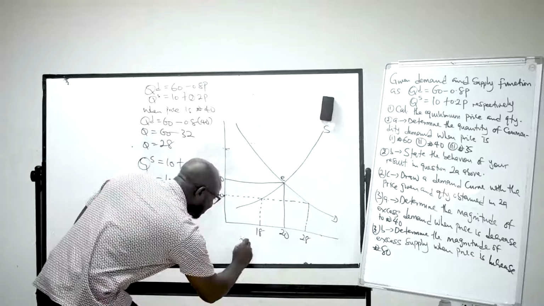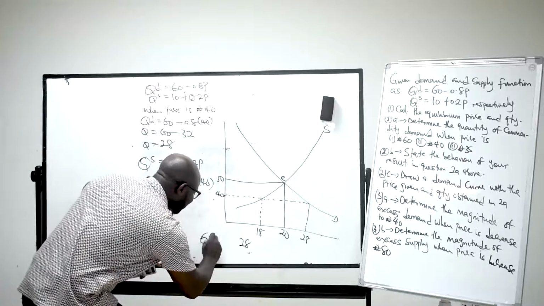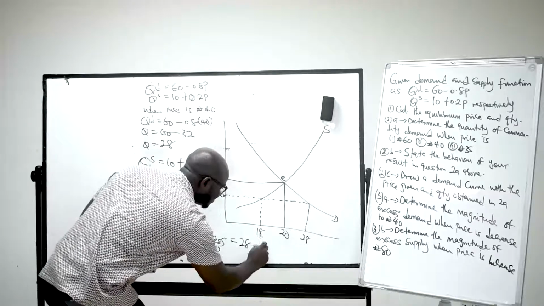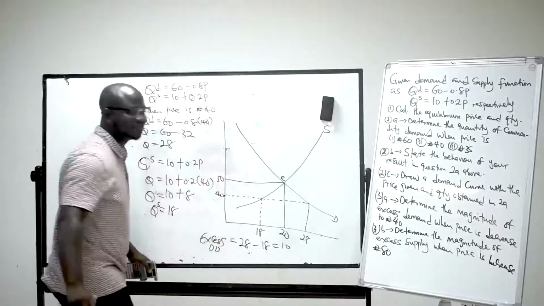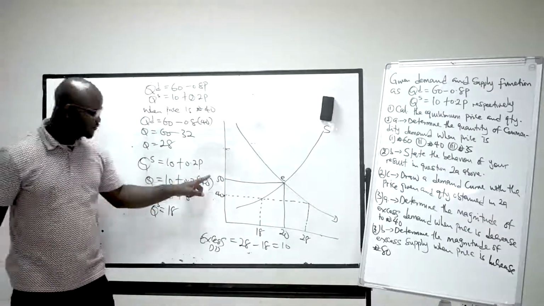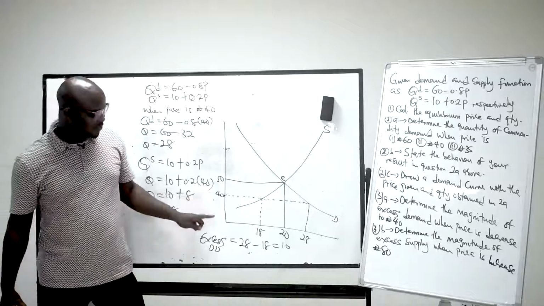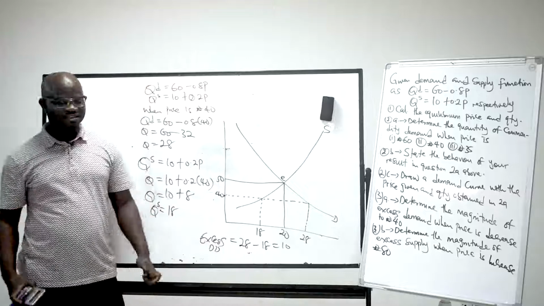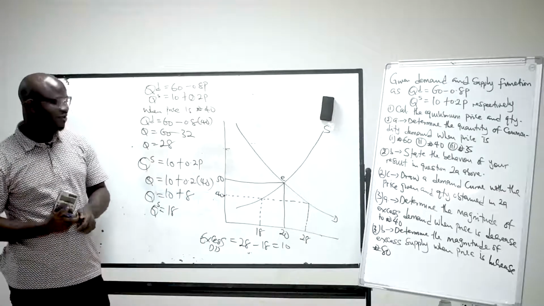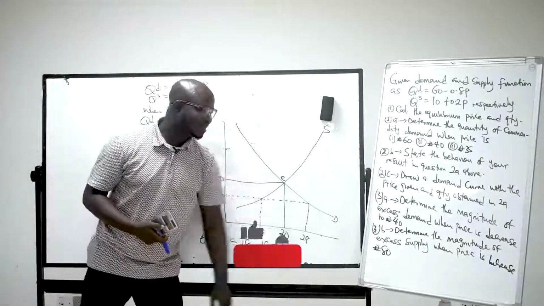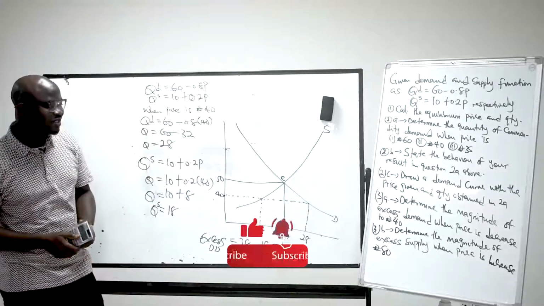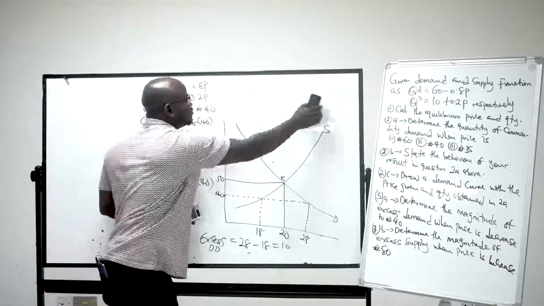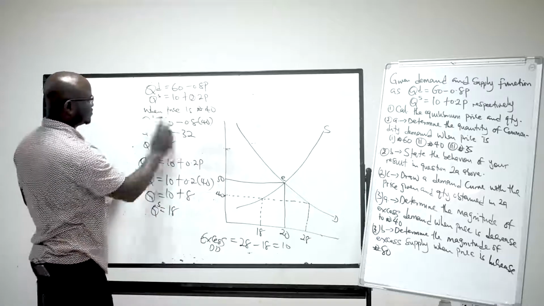So this is 28. Now we can see that the excess demand is equal to 28 minus 18, which is equal to 10. So when the price drops from 50 to 40, the consumer is able to purchase an additional 10 quantity of that product. That's the meaning. And the last one here determines the magnitude of excess supply when the price is now increasing from 50 to 80.